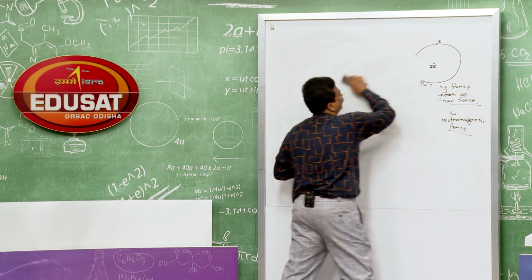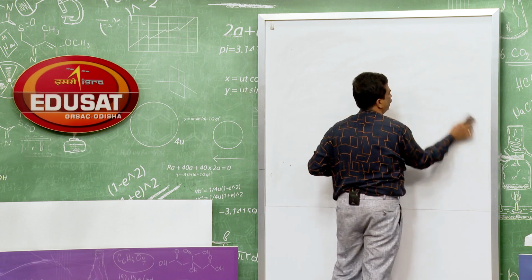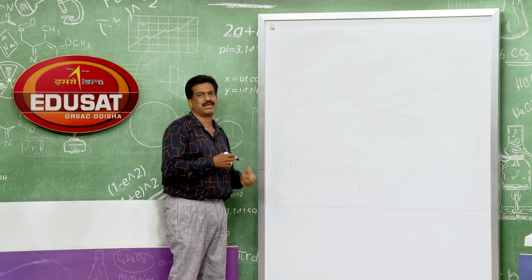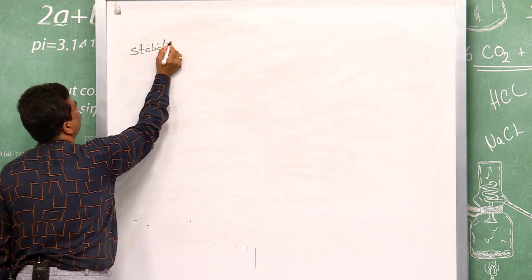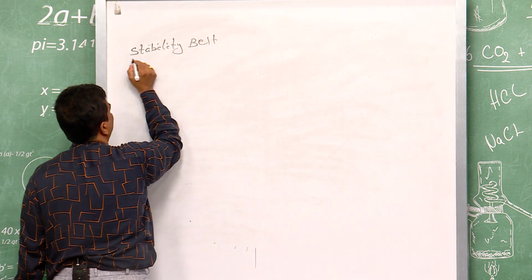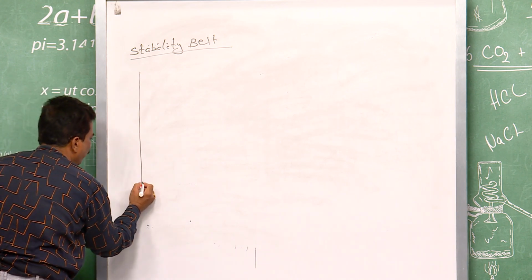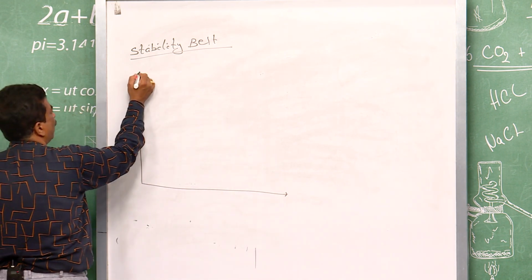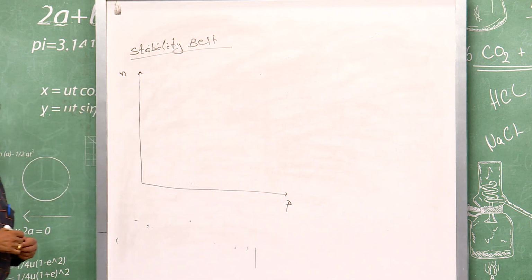Stability, the word is taken from the parent word stable. Stable means that under all conditions it remains the same. That is the stability belt. To find the stability belt, we have to draw a graphical representation between the neutron and the proton.